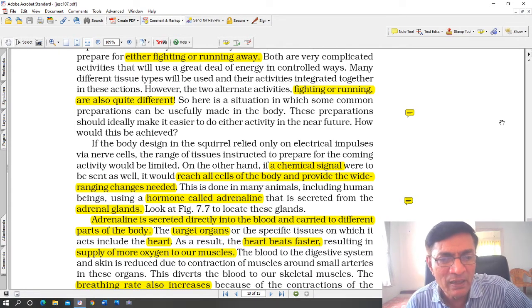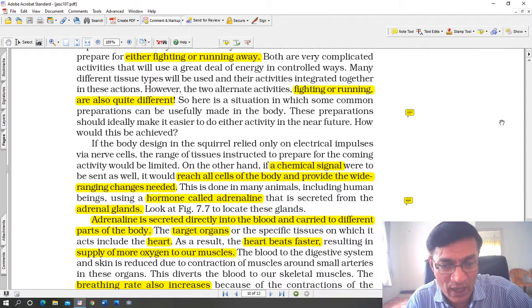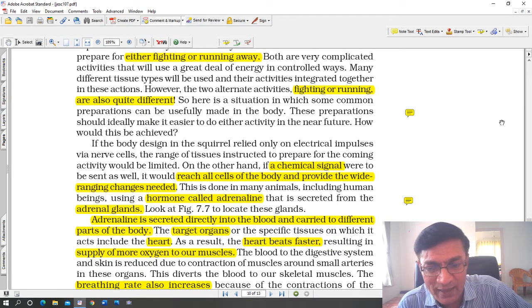Adrenaline is secreted directly into the bloodstream and is carried to different parts of the body. The target organs of this hormone, or the specific tissue on which it acts, includes the heart. As a result, the heart begins to beat faster, resulting in supply of more oxygen to our muscles. That means we are able to run sometimes. The blood to the digestive system and the skin is reduced due to contraction of muscles around the small arteries in these organs. This diverts the blood to our skeletal muscles.